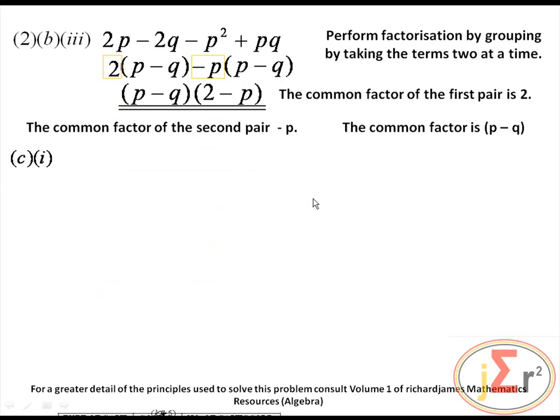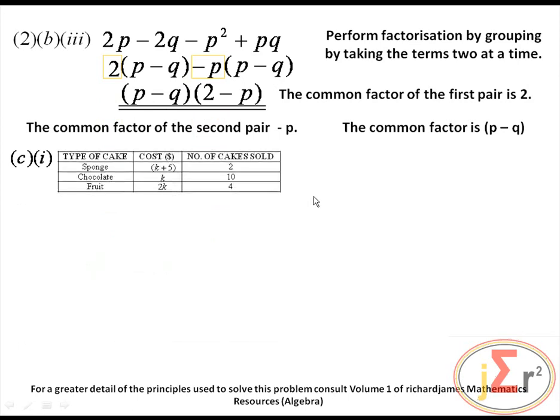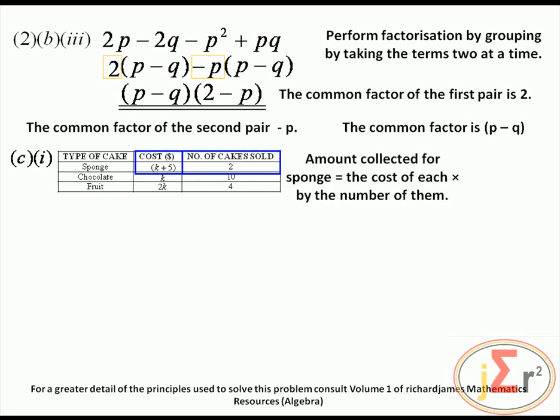The table below, we don't have it, there we have it. That table shows the types of cakes available at a bakery, the cost of each cake, and the number of cakes sold for a given day. Write an expression in terms of k for the amount of money collected from the sale of sponge cakes for that day. Of course, the amount of money is going to be equal to the number of them that was sold multiplied by the cost of each of them. The amount collected for the sponge cake is equal to the cost of each multiplied by the number of them.